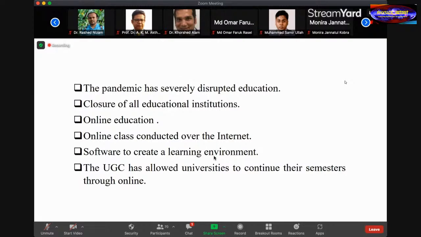Due to the closing of educational institutions in Bangladesh, online education was introduced as an alternative to conventional offline or classroom-based learning. Online classes are conducted using internet-based video, audio, text communication, as well as software to create a learning environment. The University Grants Commission has allowed universities to continue their semesters through online platforms like Google Meet, Zoom, and Microsoft Teams.